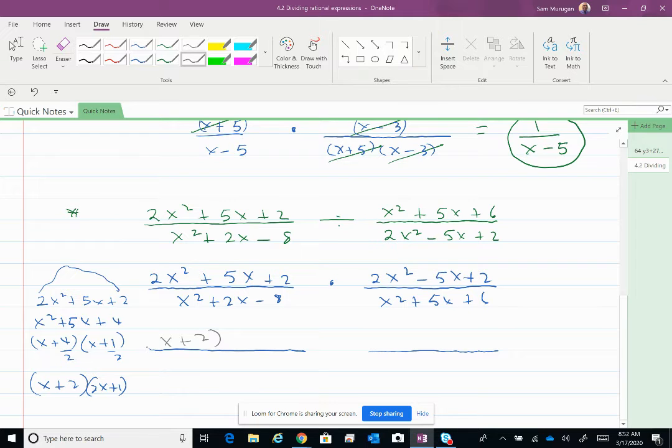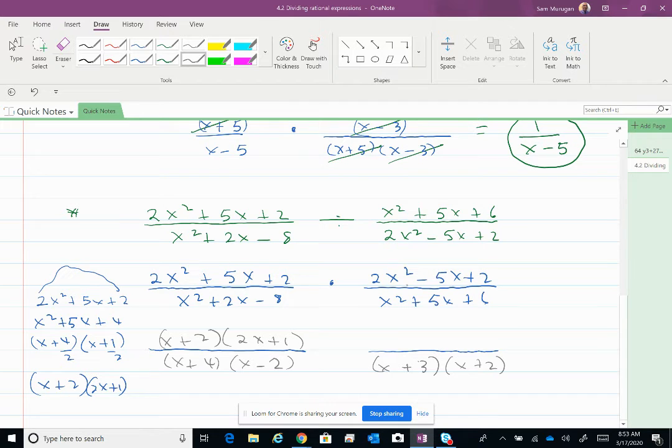x plus 2, 2x plus 1. Then I factor the denominator here. Two numbers that multiply to give negative 8, add to give positive 2: x plus 4, x minus 2. Do the denominator here really quickly. That's x plus 3, x plus 2. Two numbers that multiply to give 6, add to give 5.